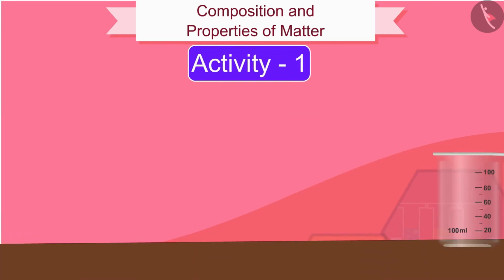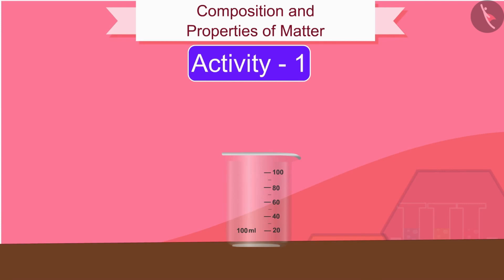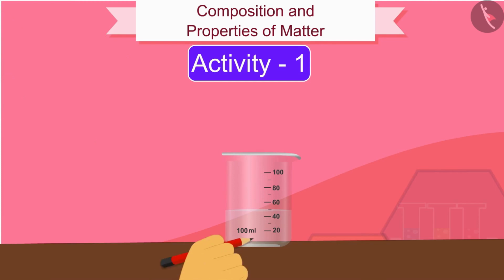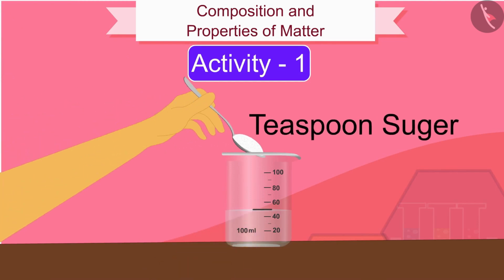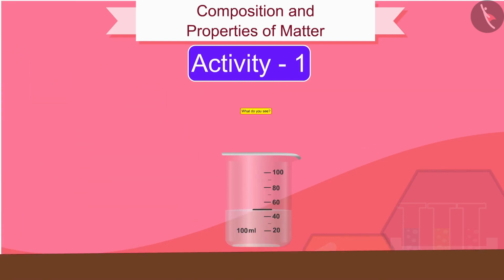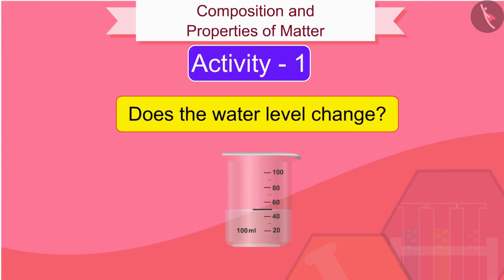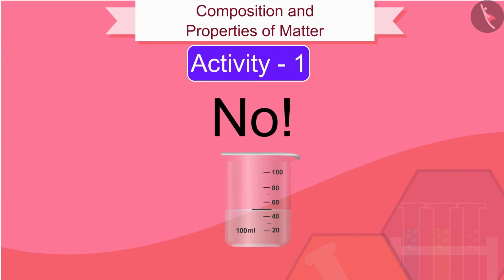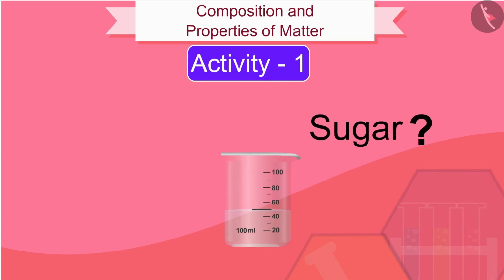Take a beaker of 100 ml. Fill this beaker halfway with water and mark it at the water level. Now, dissolve a teaspoon of sugar with the help of a glass rod. What do you see? Does the water level change? No. How did this happen? What happened to the sugar dissolved in the water?